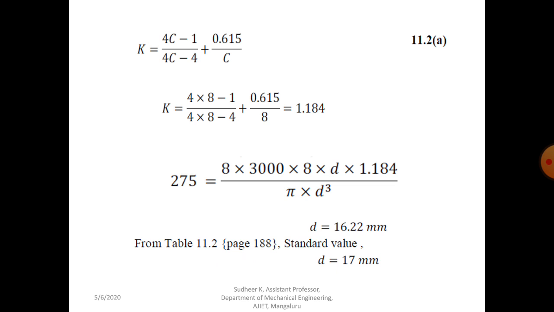You are not supposed to use 16.22 because you have to use a standard value. How to select standard values? That is from page number 188, table 11.2. The standard value becomes 17 millimeter. So you have to use the wire diameter as 17 millimeter for your further design calculation.